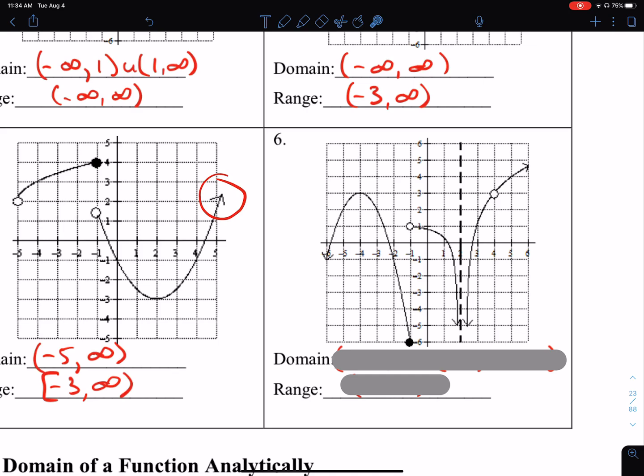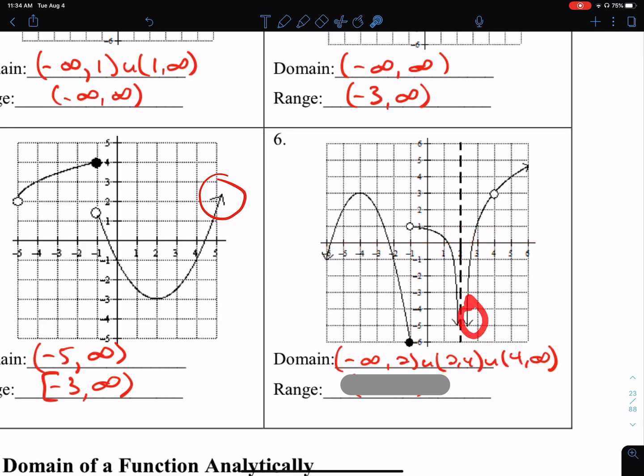6, domain. This is going left and down forever. So left is -infinity. It goes until it gets to -6. I'm sorry, to -1. It is including that. So it looks like the domain goes from -infinity, hops over 2, and hops over 4. So we go -infinity to 2, hops over 2, goes from 2 to 4, hops over 4, and goes to infinity. Cool.